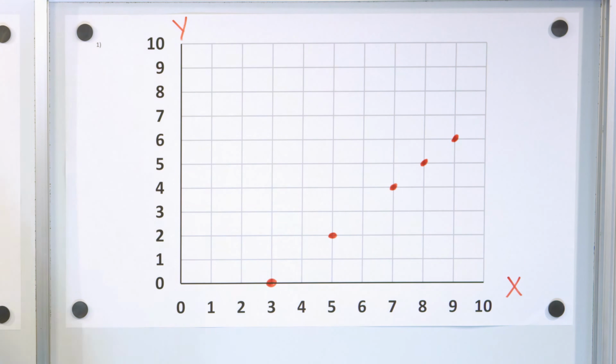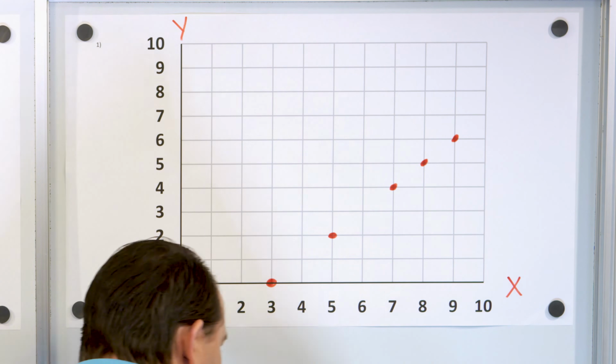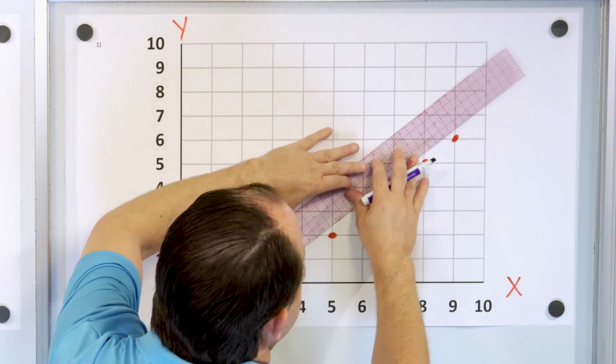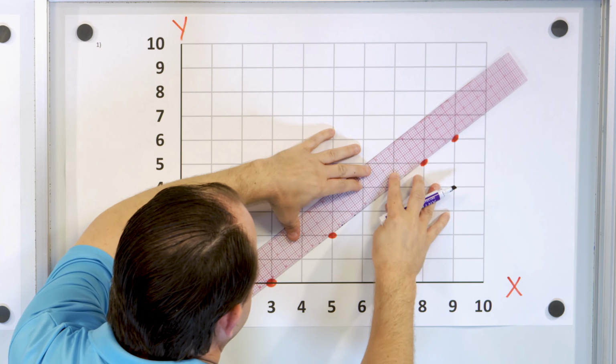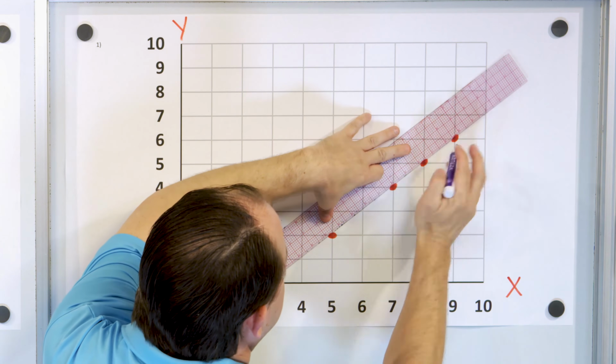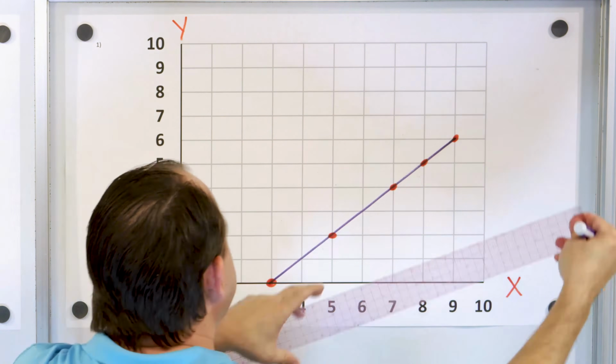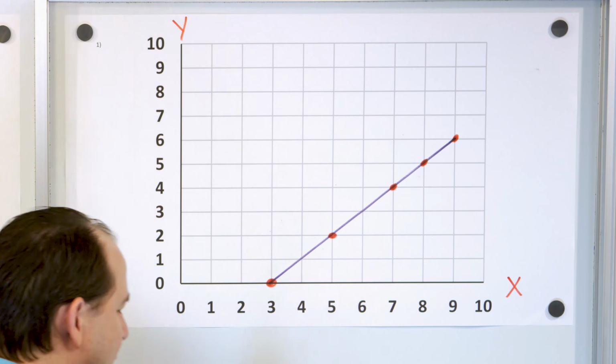Now I think you can all see that this forms a beautiful line. Let's just connect the dots to make sure. We'll line it all up and see if we can go through all of these points. And we see that we can connect that line to go right through all of these points.